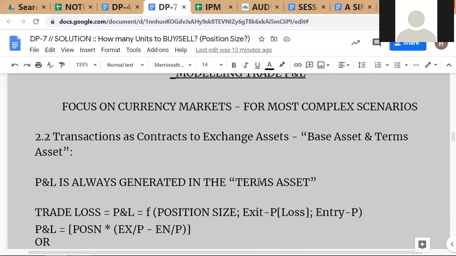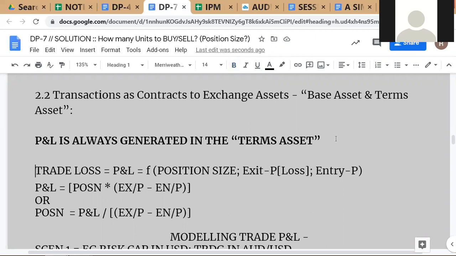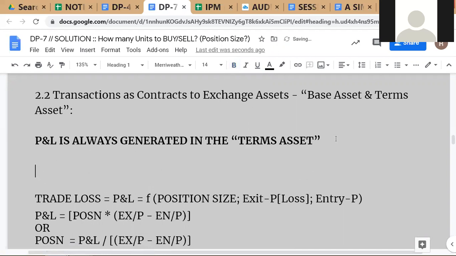Another thing you should always understand is the PNL is always generated in the terms asset. Think of the simple things that you already know. I'll just mention this principle, a general principle, always true. It's always generated in the terms asset, because by convention, we trade in the base asset. If you trade in terms asset quantities, it will be different, but that's a very unusual situation, because trading is always in units of the base asset.